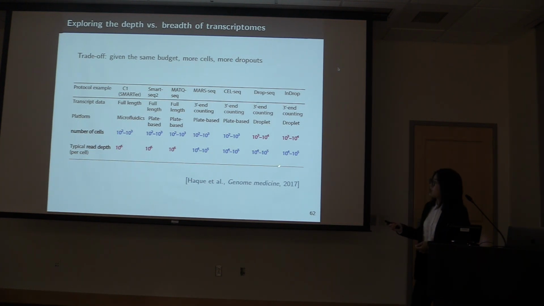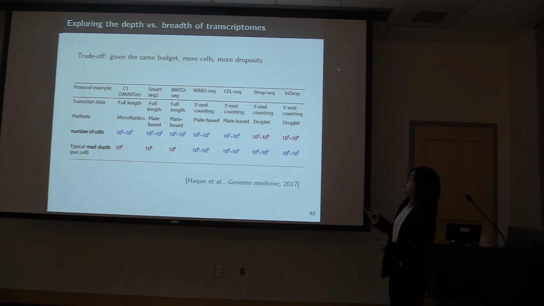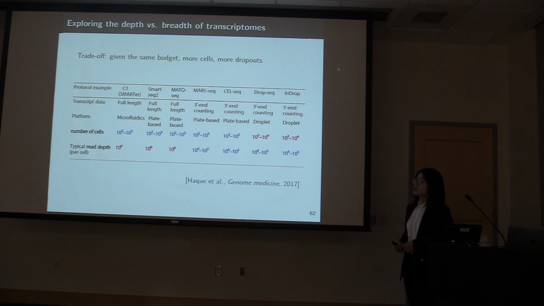These protocols are able to handle different numbers of cells, and their resulting gene expression data have different levels of sparsity. So here, the main trade-off is that given the same budget, which means a fixed sequencing capacity, if we want to sequence more cells, then the resulting data will have more dropouts and tend to be more sparse. However, there is currently no unified criteria to help us determine the optimal cell number in single-cell studies. So we developed the SC design method to help researchers make a more objective choice.